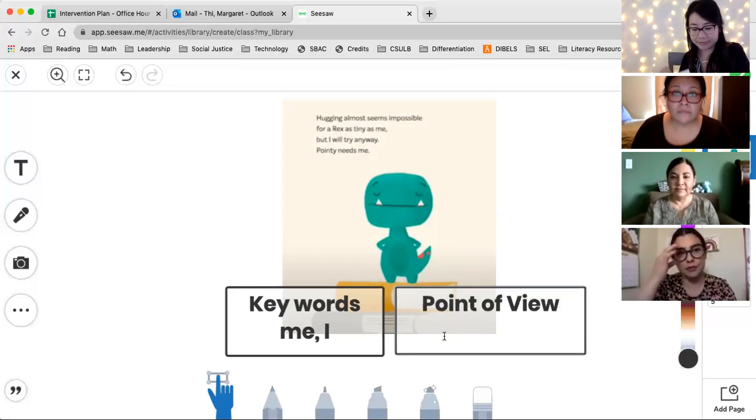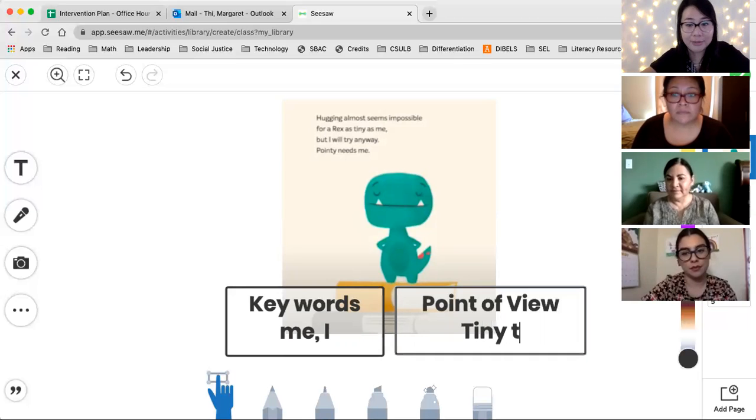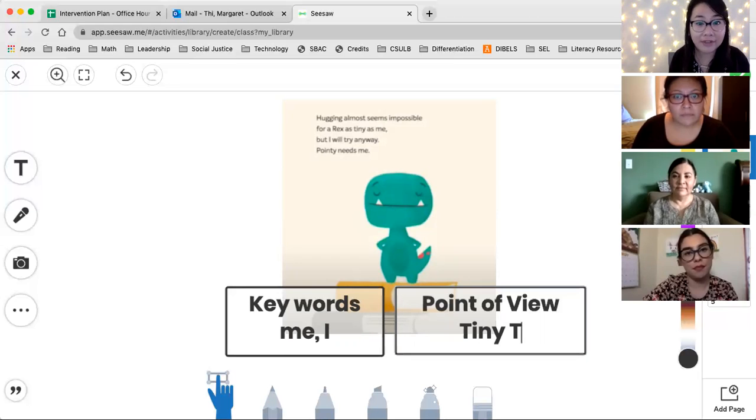It's Tiny T again. Now, you might think, Miss T, this is so easy. It's always going to be Tiny T. But we want to be careful as readers. We don't always want to assume. Sometimes there can be patterns, but we really want to support our thinking with evidence. So I love how Miss Hernandez said, well, I will try anyway. So we know who was trying in this story. It was Tiny T. Awesome.